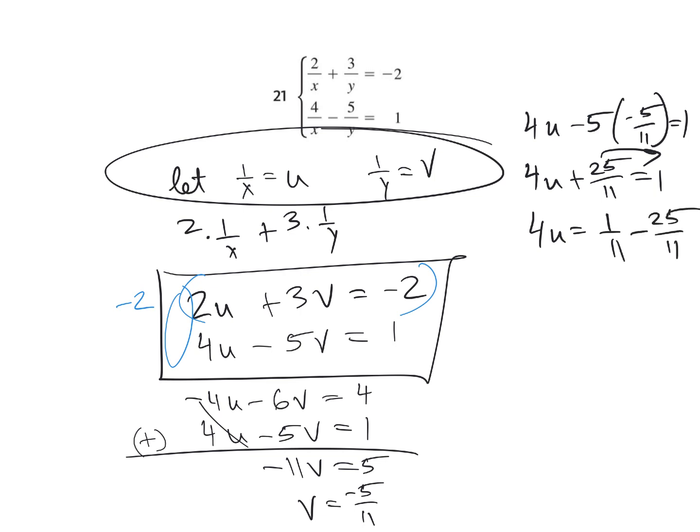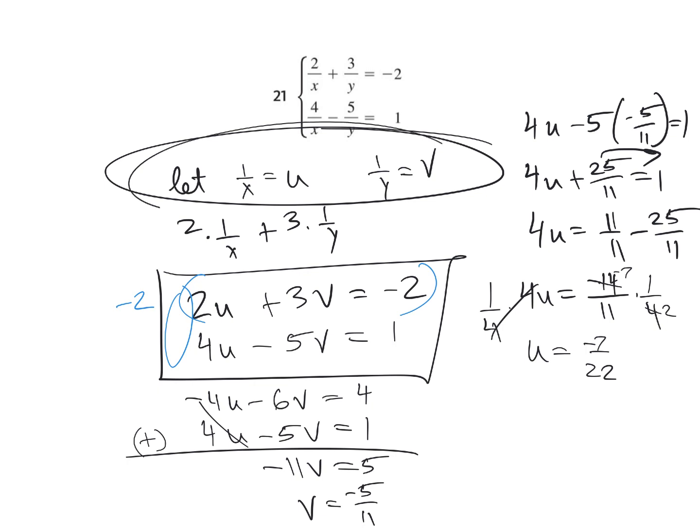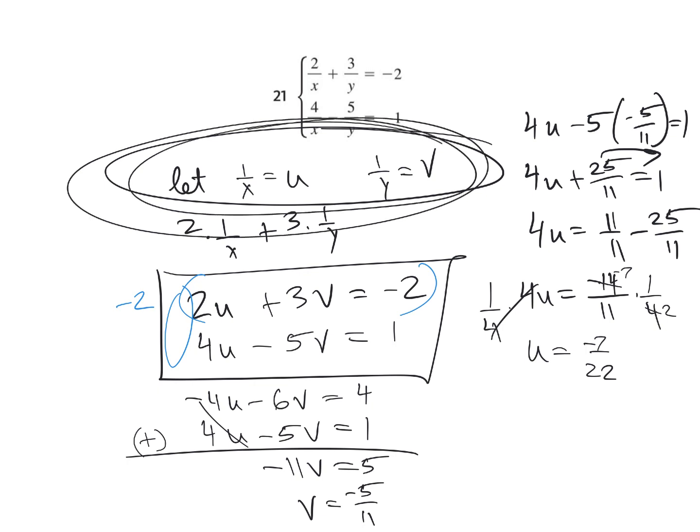Get a common denominator. 4u equals -14 over 11. Multiply by 1/4. Divide by 2, that's -7 over 2. So u is -7 over 22. All right, now we have to figure this part out. u is equal to 1 over x. So 1 over x is equal to -7 over 22.